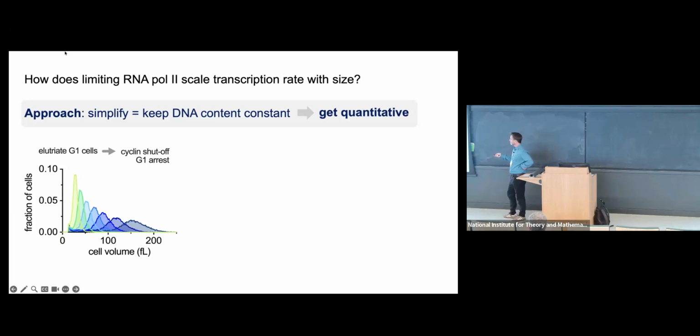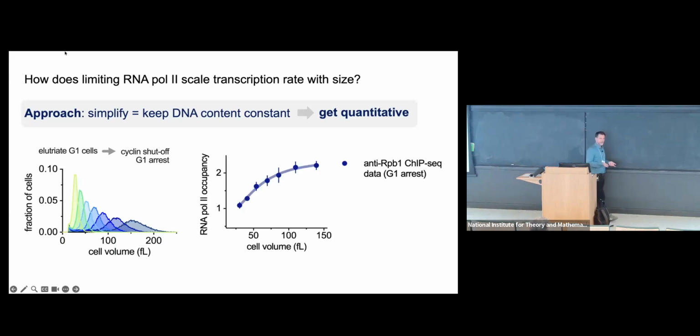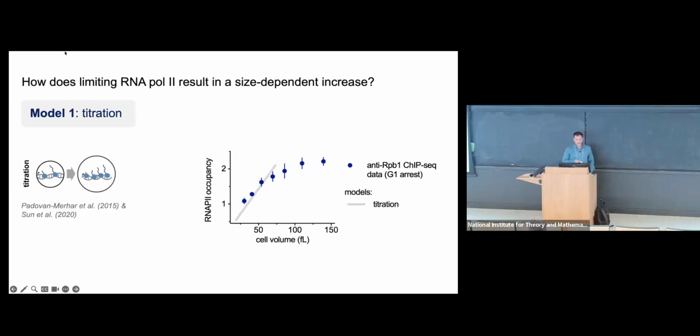You can see these are the distribution of sizes of the cells as they're growing larger. And then for each one of these groups of cells, we can measure the RNA polymerase II occupancy on the genome as the cells get larger and larger. And this is the curve that you get. You get an initially linear increase followed by a saturation. All right, so does the simple titration model fit? Well, kind of. Initially, yes, maybe. But then you have a problem here. So a simple, linear limiting factor model doesn't quite work.